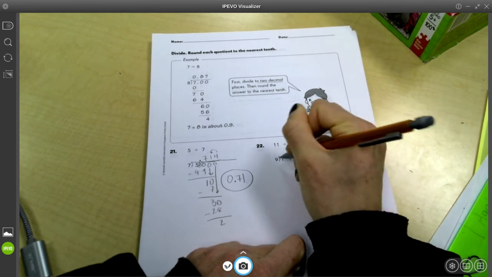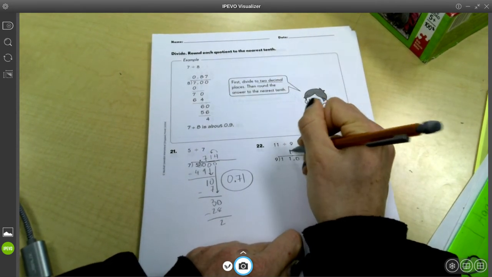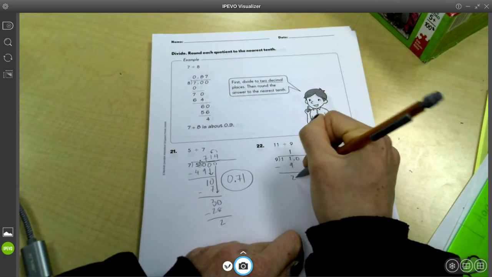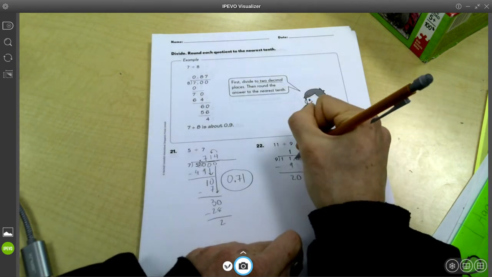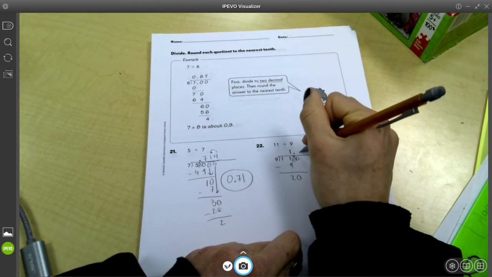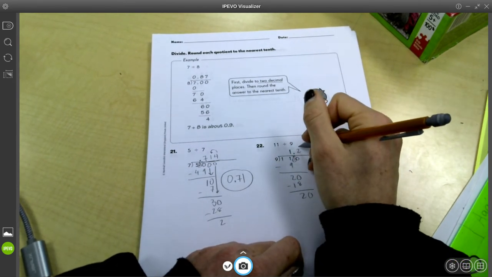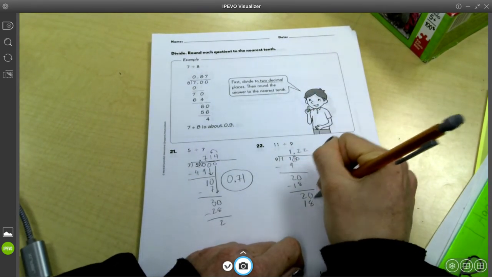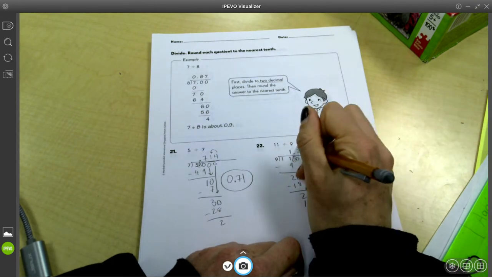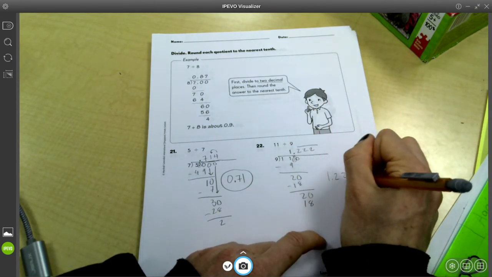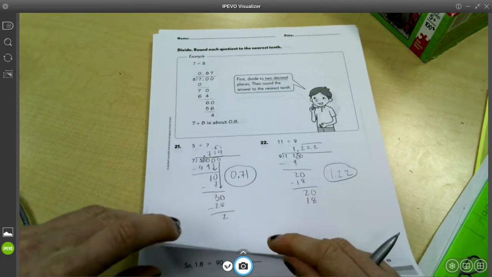All right, 9 goes into 11. I'm going to make this long. 9 goes into 11 once. 9. 2. 9 goes into 20. Bring my decimal place up. 2 times 18. Oh, look at this. 2 times 18. I know that's going to keep going, that's a repeating decimal, but I'm going to round it like that.